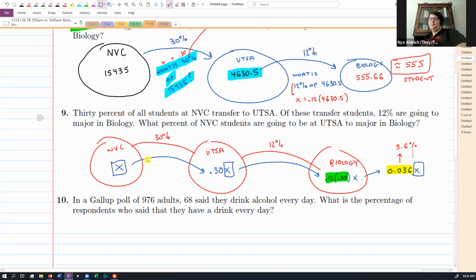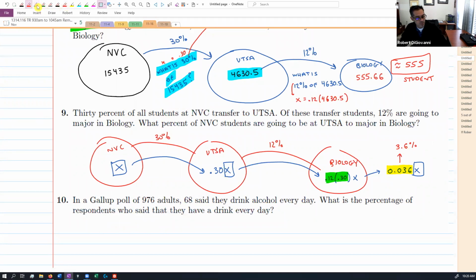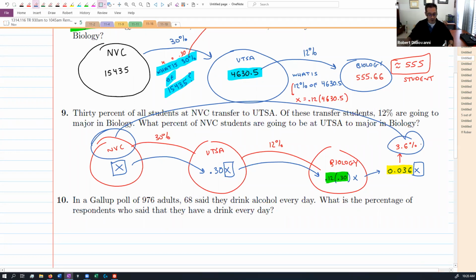What that means is that if we start off with all of our students here at Northwest Vista, if you take 30% of those students and then 12% of those students, you wind up getting 3.6% of the original group. 3.6% of those students wound up over there in biology. And that answers the question. The question was, what was the percentage of NVC students that wind up at UTSA in biology?